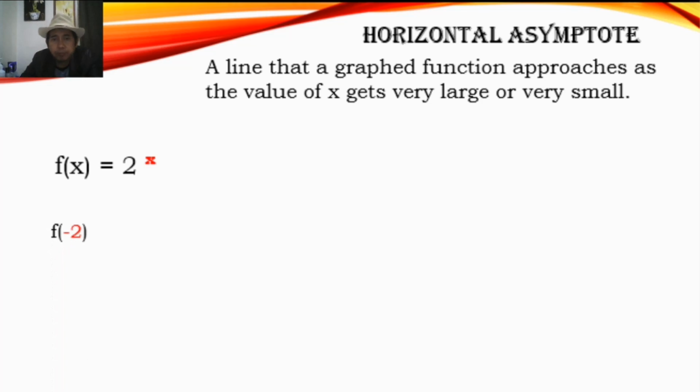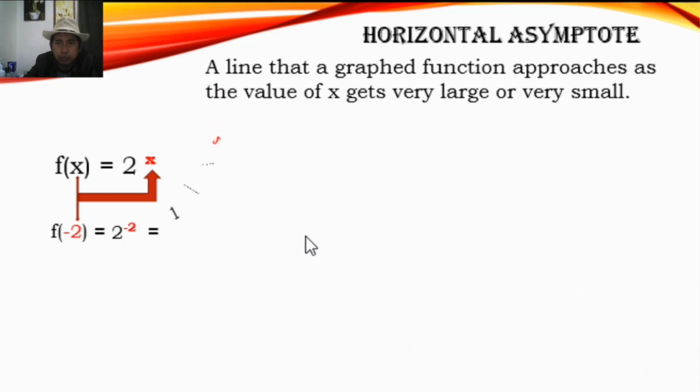So in here, we will evaluate. How do we evaluate? Look at our substitution. If my x is negative 2, I will just replace this x. Because this is x, I will just replace this exponent x with negative 2. So that is how to evaluate the exponential function.